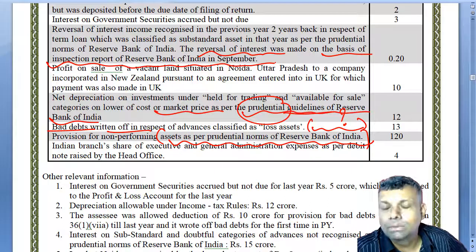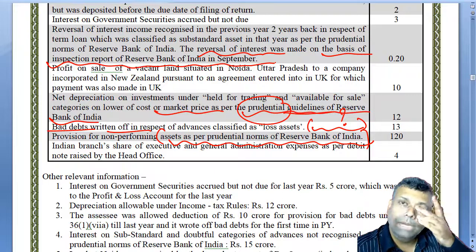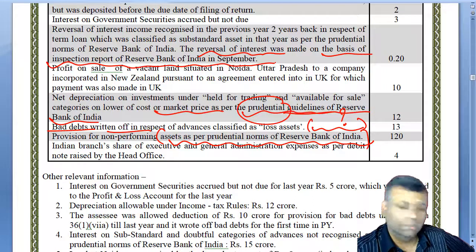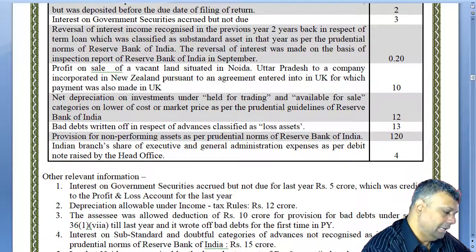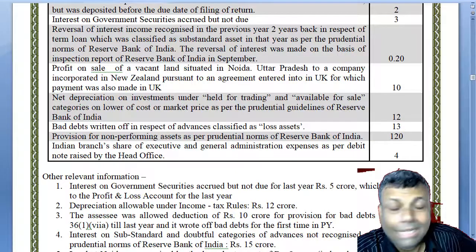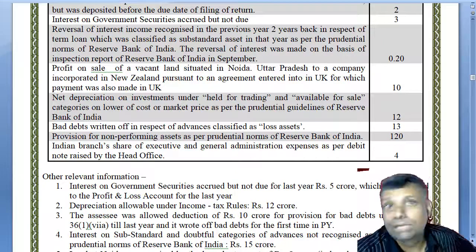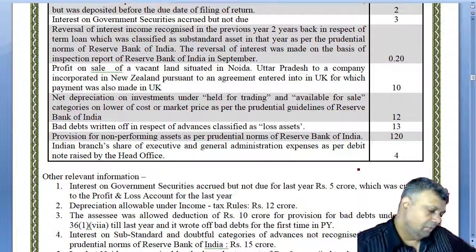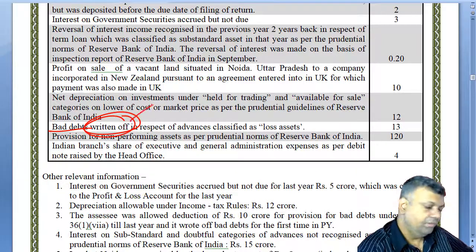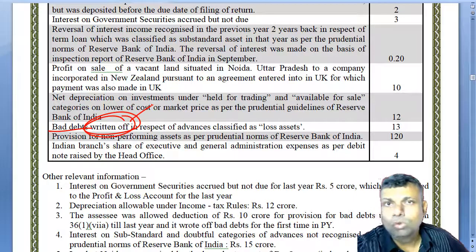So you got to think a little bit. You need to toggle your mind a little bit and judge in examination conditions why such language is used. I have a feeling. I don't know whether I am right or wrong, but I have that feeling. So it is bad debts written off. Who has written off this particular figure?